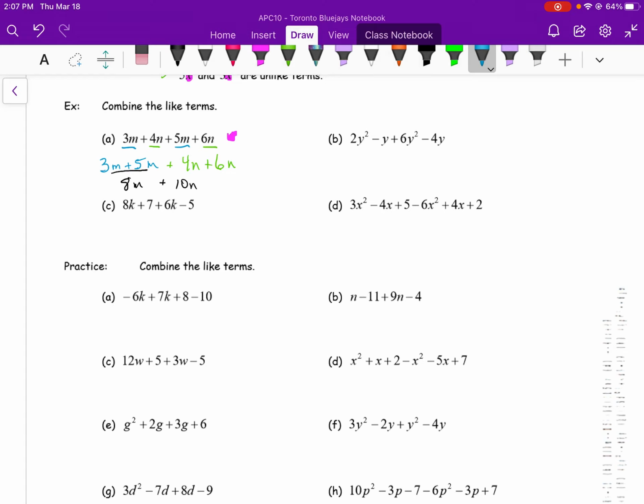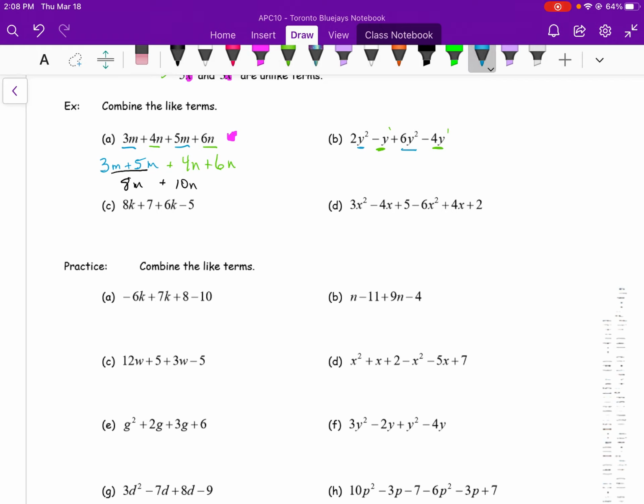I always like to underline my like terms, especially when I get started. So I'm going to underline terms that are like. I ask myself, is there anything that's like 2y squared? And in fact, it's 6y squared. Same variable, same exponent. Next, minus y minus 4y. I ask myself, are these like? And indeed they are, because they have the same variable, y, raised to the exponent, and the exponents for these ones are 1 and 1. But convention says we don't write those down.